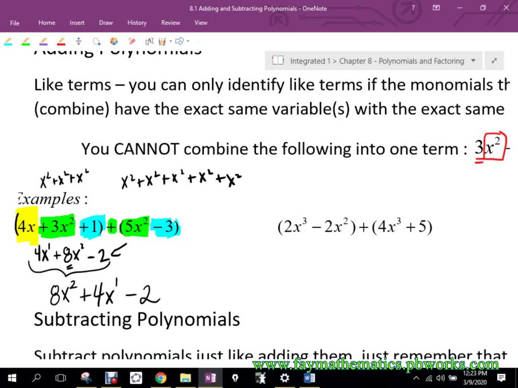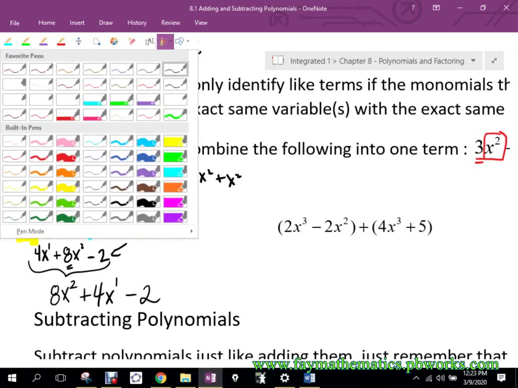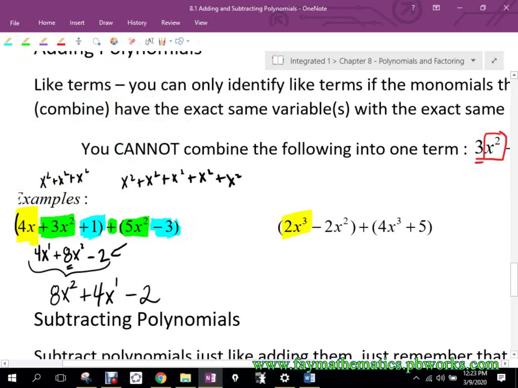Okay, if I do the next one, I've got 2x cubed. Are there any other x cubes? There's a plus 4x cubed, right? So how many x cubes does that give me? 6x cubes. Okay. The next term that I'm going to use is negative 2x squared. Are there any other x squares? No, so I'm just going to rewrite negative 2x squared. If it doesn't combine with anything, it just gets rewritten all alone. So this plus 5 has nothing to combine with.